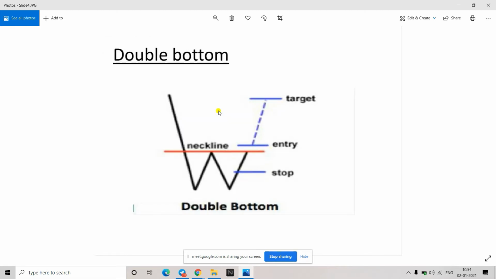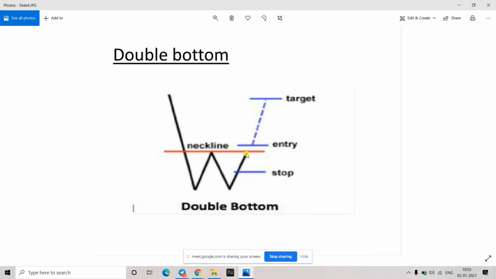Similarly, we have double bottom also. In this, price will be in somewhat of a downtrend, as you can see here. Price will be going down, and after reaching a point, it will give an upward correction, because the previous trend is down, so the correction will come in the upward direction. The highest point of this correction is known as the neckline. Then again the price will try to go down, but it will not be able to cross the previous low. From the same place, it will again reject and try to go up.